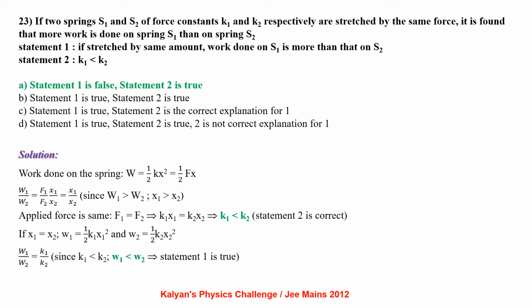If x1 equals x2, W1 is half K1 x1² and W2 is half K2 x2², that is W1 by W2 equals K1 by K2. Since K1 is less than K2, W1 is less than W2, implying statement 1 is false.